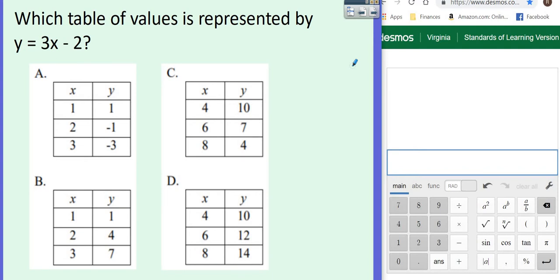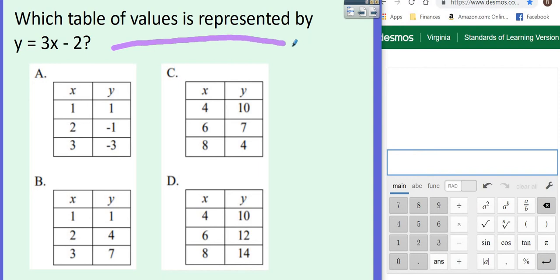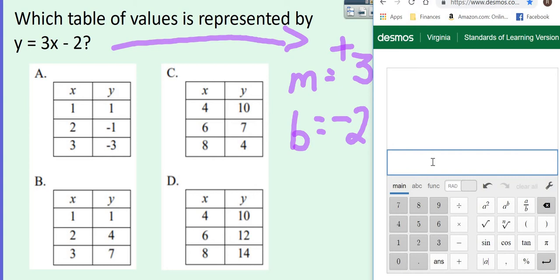All right, this one says which table of values is represented by this equation. Again, I think I'd probably use my calculator. I could also graph my equation, y equals 3x minus 2. While we're here, let's look at that equation. I'm going to write here that my slope is a positive 3 and my y-intercept is a negative 2. So I could easily graph that, but let's use our calculator to every advantage.